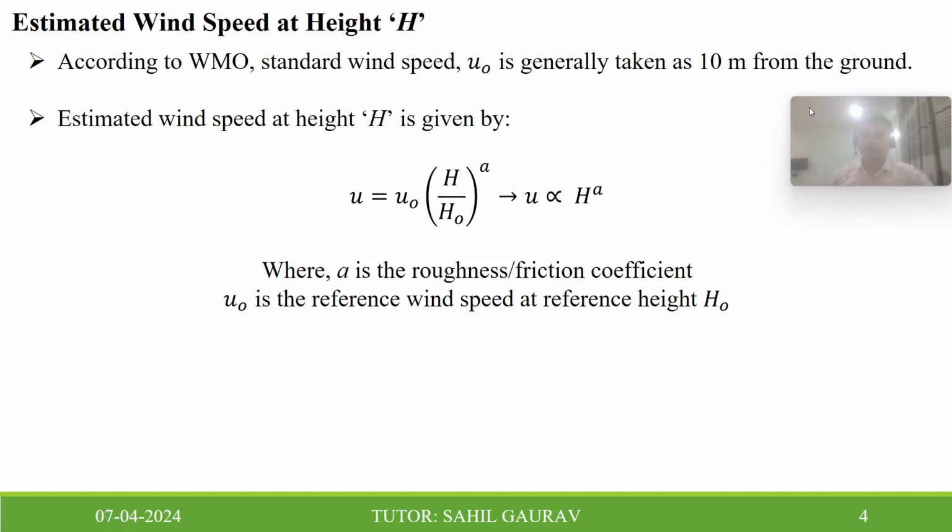Now coming to the next expression that we will use in solving the problems: how to estimate the wind speed at height h. According to the World Meteorological Organization, a standard wind speed U0 is generally taken at 10 meters above the ground. So this U0 is given, and if you want to find the wind speed at a certain height h, then you have to use this expression: U is equal to U0 into h upon h0 to the power a. Here you can see that the wind speed varies with height h to the power a, where a denotes the roughness or friction coefficient, and U0 is the reference wind speed at reference height h0, which we generally take as 10 meters above the ground. So this expression is useful.